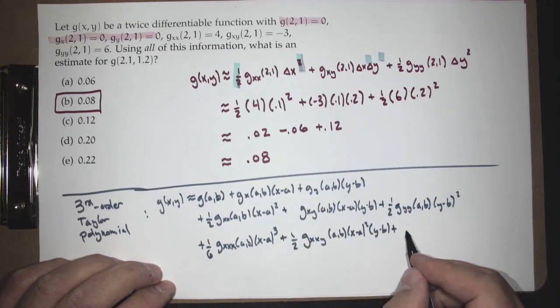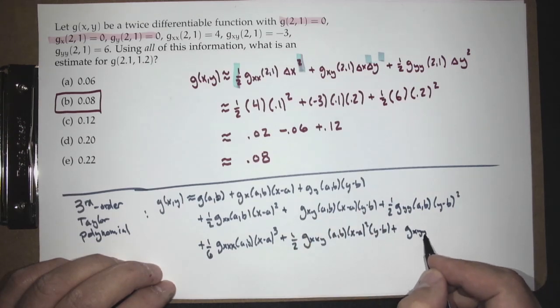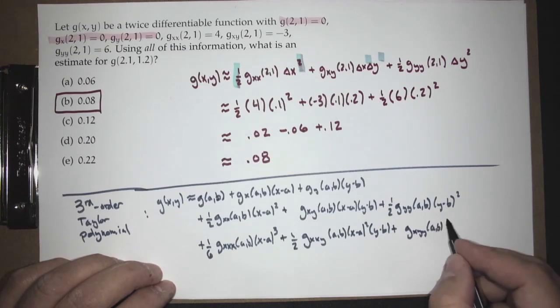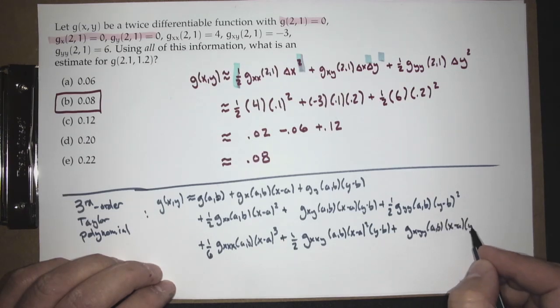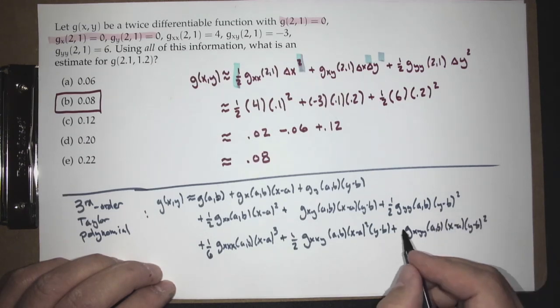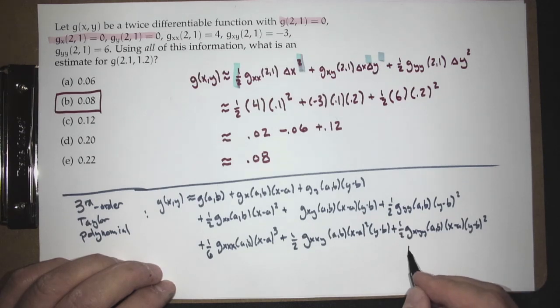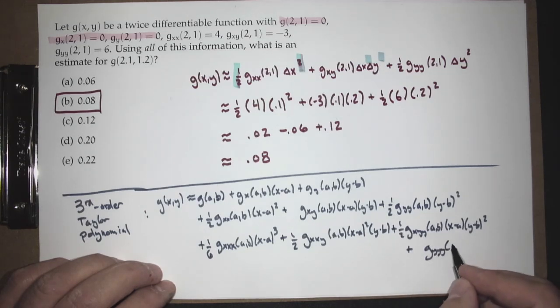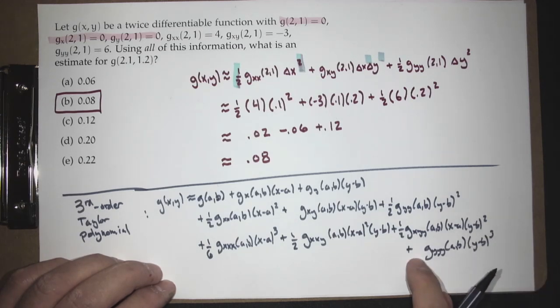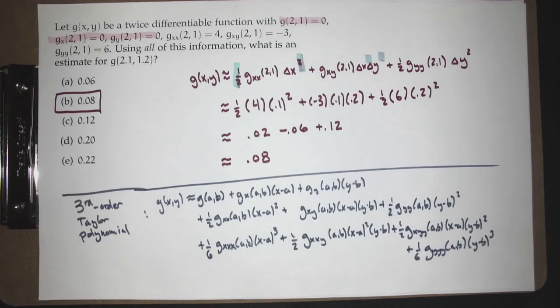All right, how about for the g_xy y? Can you figure it out before I finish writing it down? What will be there? Another 1/2. Plus, you have g_yyy(a,b)(y minus b)^3, and what goes here? 1/6. So that's the third order.